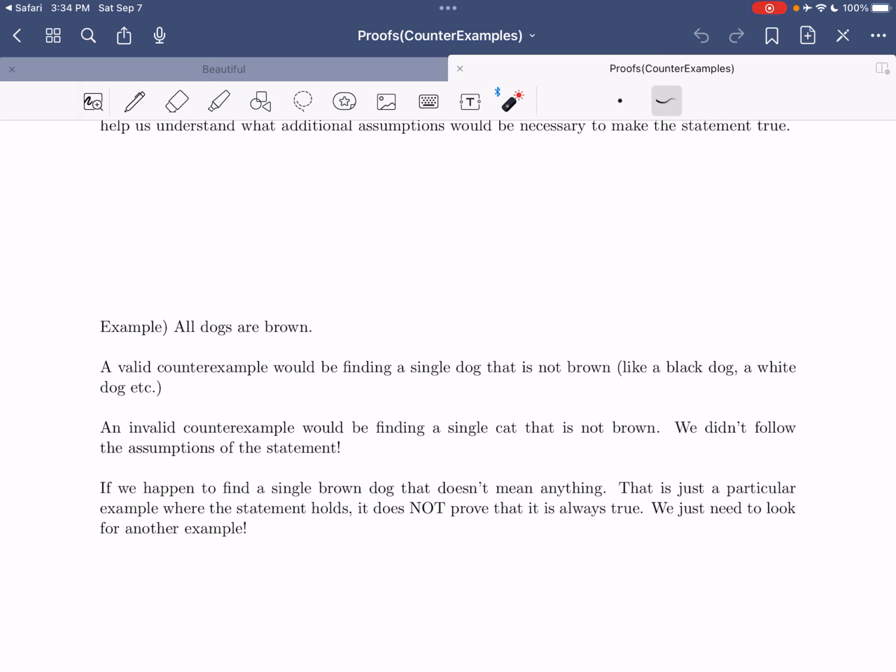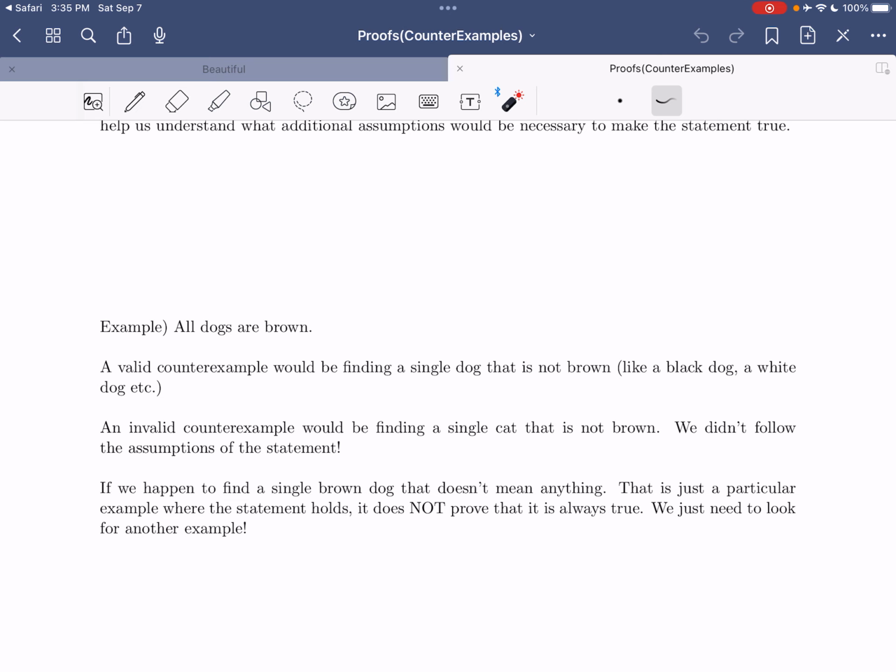Okay, what else would sort of go wrong? Well, imagine we go out and we say, okay, we know we're looking for a dog. We're not going to bring them a cat or a bird or anything like that, but we're going to go and find a dog. And maybe the first dog that we encounter happens to be a brown dog. So if we happen to find a single brown dog in our investigation, that doesn't mean anything. Just because we've encountered that dog, that doesn't mean that we've proven that their statement is correct. This is just a particular example where the statement holds. It doesn't prove that it's always true. That means we just need to look for another example.